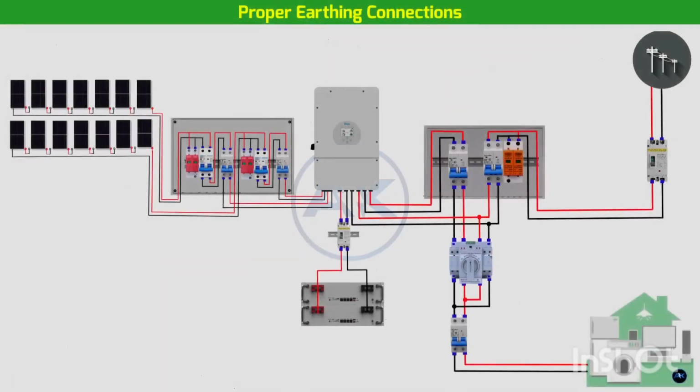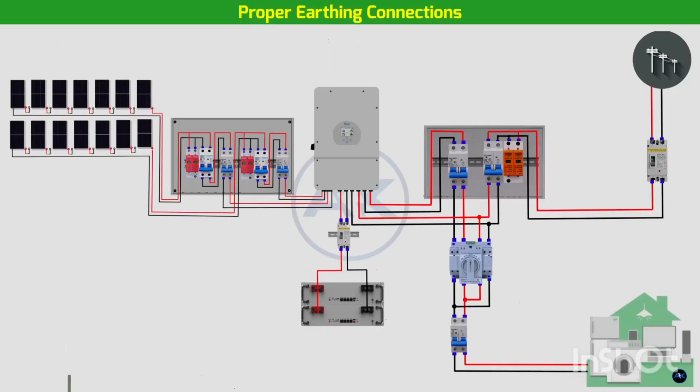The next step: proper earthing connections. You've done the hard part. The solar panels are on the roof, the inverter is mounted, and the batteries are in place. But before you power everything on, there's a crucial next step that's all about safety and system longevity: grounding, or earthing. We're going to break down the essential earthing points for a complete 8 kilowatt solar power system. We'll walk you through each connection to ensure your setup is safe, reliable, and up to code.